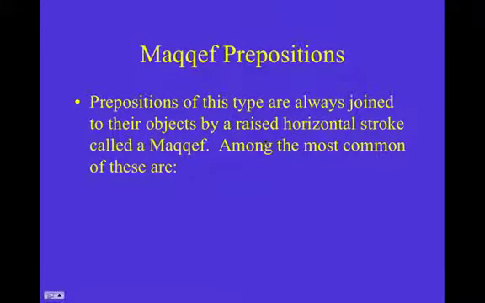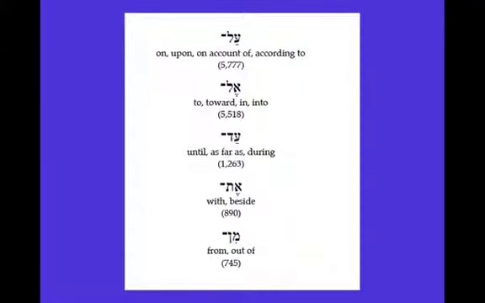The second type of preposition are what are called makef prepositions. They are always joined to their objects by a raised horizontal stroke called a makef. Among the most common of these are this list here. Now again, as you do the exegetical guide on your passage, it will parse it as a preposition. But this list here, if you want to, print this out and put it in your binder, will give you the common makef prepositions.